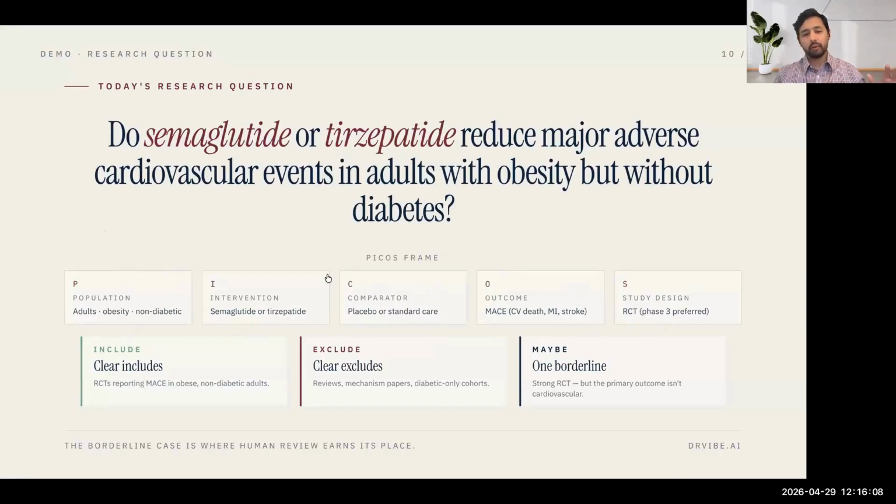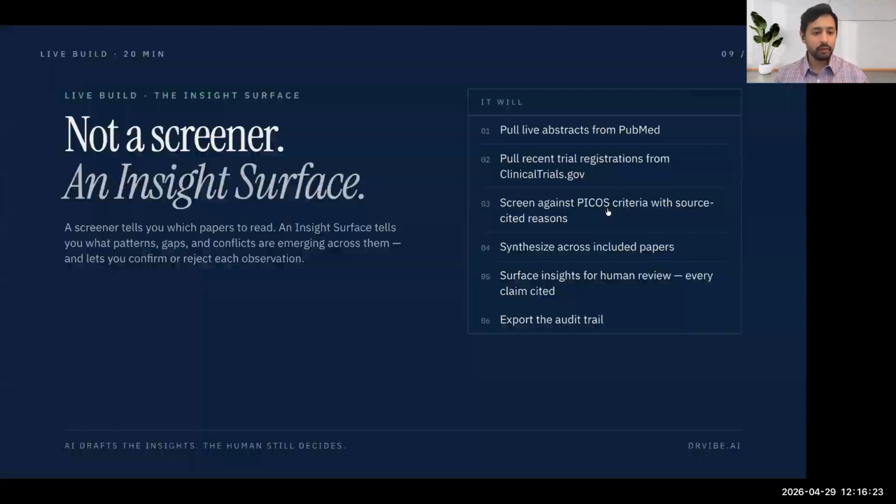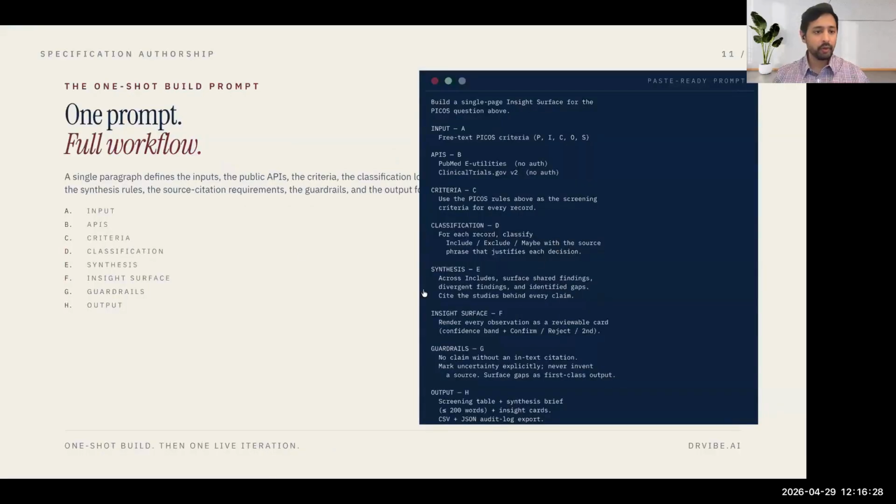So again, going back to what we spoke about earlier, our criteria is clear. Our output format, we're gonna do that a little bit, and then our input, we have an idea as to where it's coming from. And then this is going to be our prompt. The prompt is essentially: build a single page insight surface for the PICOS question. So it'll have what the input should be, and this is your PICOS criteria, and then it will mention our APIs. We want to use PubMed API.